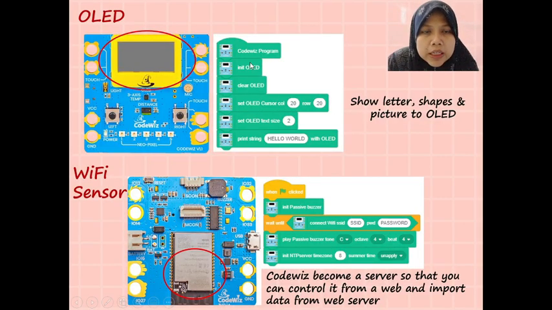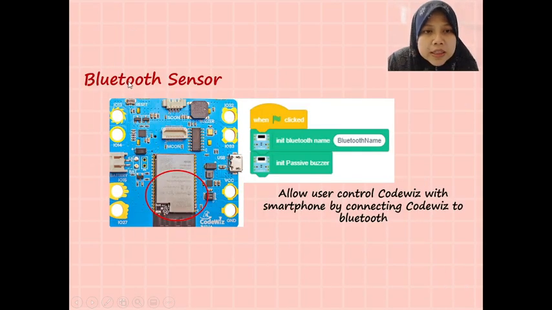The OLED shows letters, shapes, and pictures. The next sensor is the Wi-Fi sensor. The Wi-Fi sensor in CODEWIZ becomes a server so that you can control it from the web and import data from the web server. Last is the Bluetooth sensor. The Bluetooth sensor allows the user to control CODEWIZ with a smartphone by connecting CODEWIZ to Bluetooth.